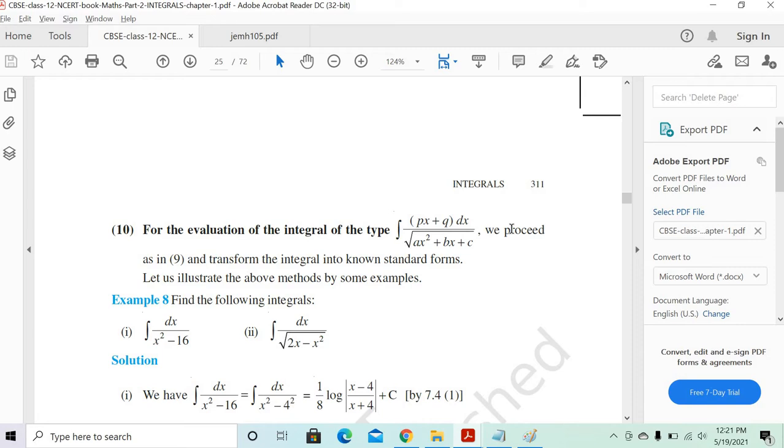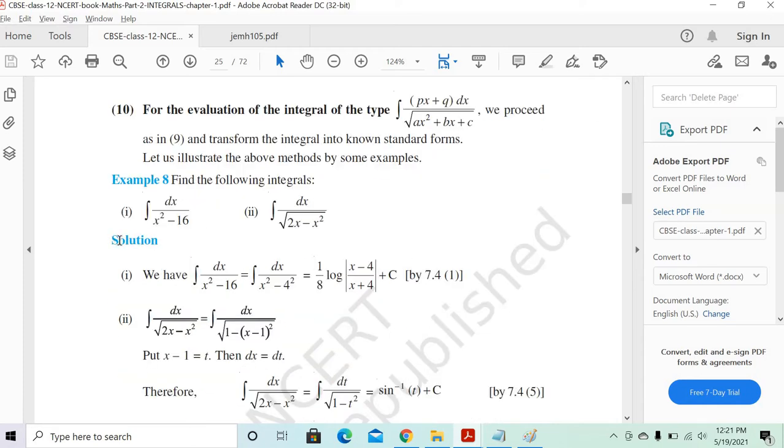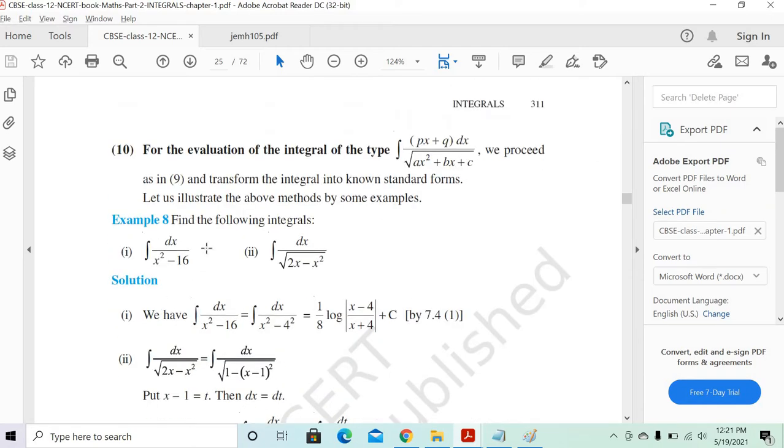Let's go to example 8 now. Direct formulas part. Okay, let's try it out now. Using property number 1 to property number 6, you should be able to get the answer. Try with example 8 now. Okay, sir.